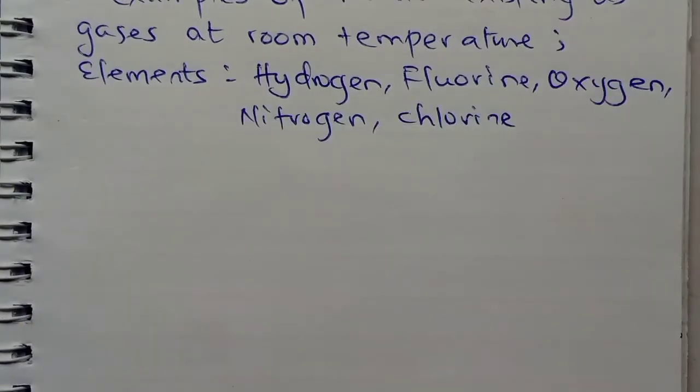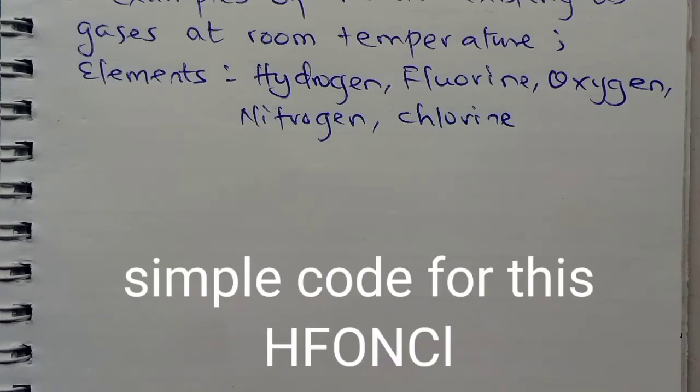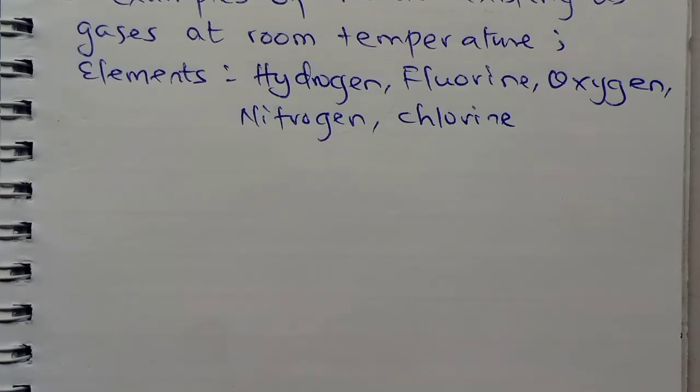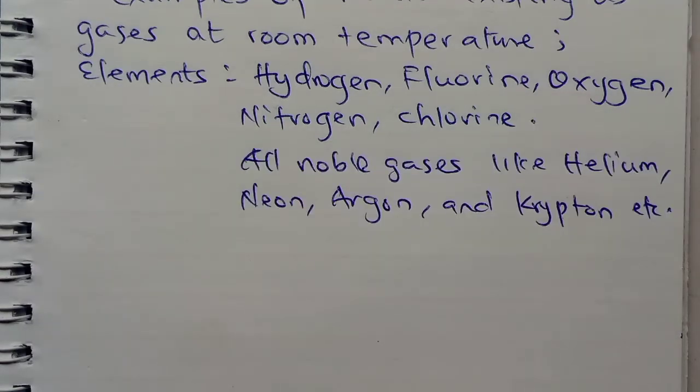hydrogen, fluorine, oxygen, nitrogen, chlorine are non-metals that exist as gases. Hydrogen is H, fluorine is F, oxygen is O, nitrogen is N, and chlorine is Cl. That is the symbol. And there is a code I use for this. I call it He, Fon, Klein. They are non-metals that exist as gases, and also all noble gases like helium, neon, argon, and krypton. They exist as noble gases.